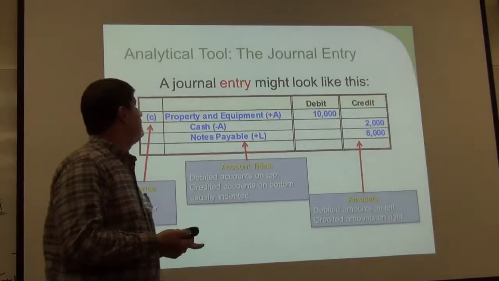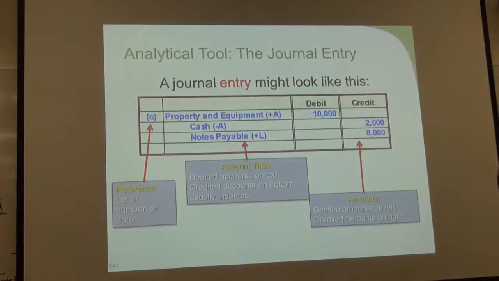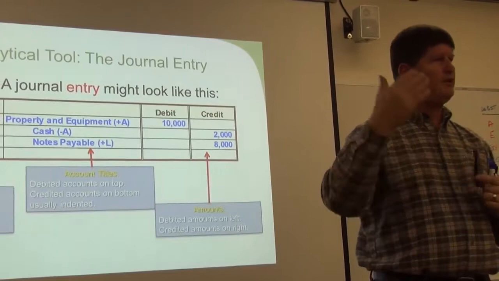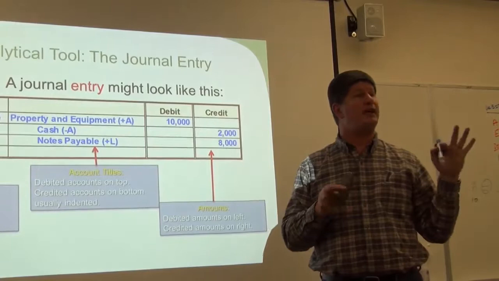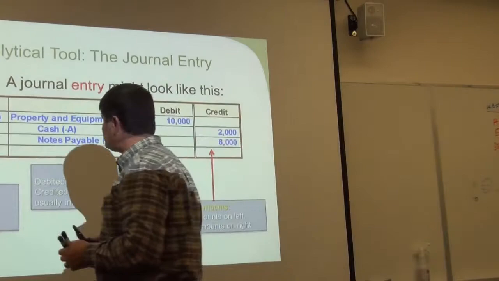Remember earlier I mentioned there's two places where transactions get recorded. The general journal, that journal where it's just chronological order, and the general ledger. So to show you what a general journal looks like in the real world, this is a close approximation of it. Every general journal looks very similar to this.